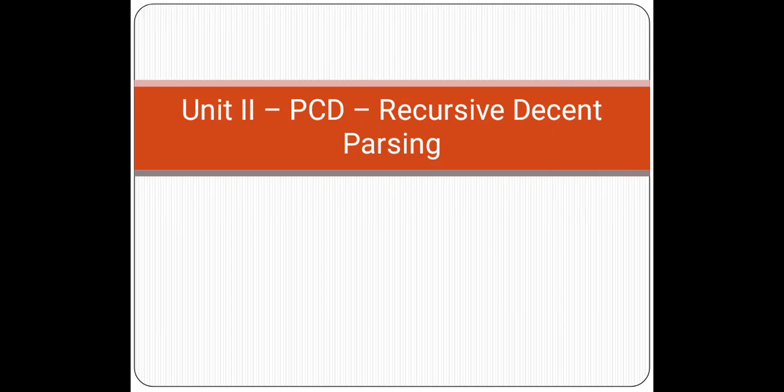Good morning, students. Now we are going to discuss the topic recursive descent parsing from Unit 2 of your Principles of Compiler Design subject. Recursive descent parsing is an important topic on the basis of top-down parsing. Here we are going to use various concepts related to derivations, parse trees, and the various conversion processes that we have in context-free grammars.